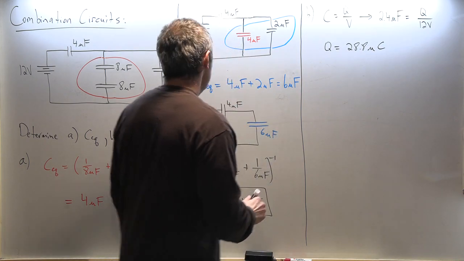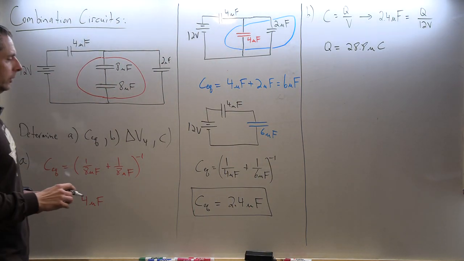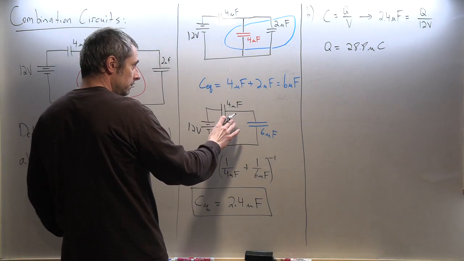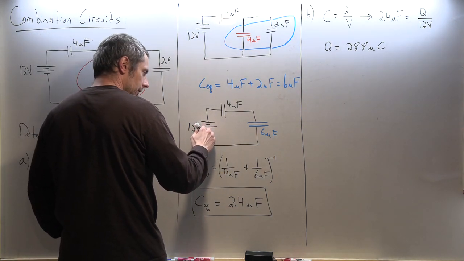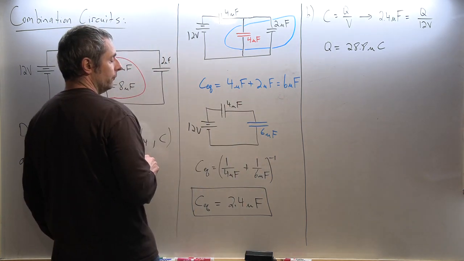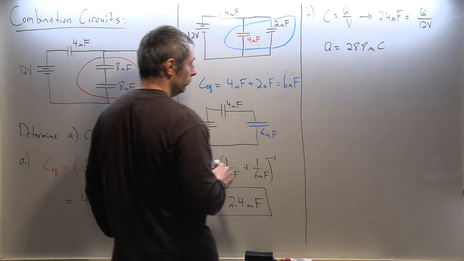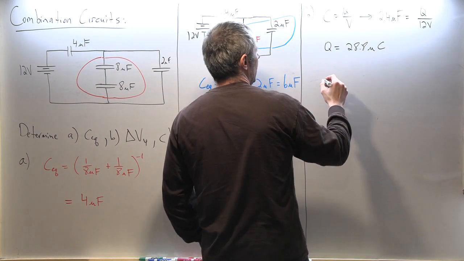microcoulombs. Now that's not what they wanted. They wanted the voltage. So now if you look at this picture and you see that 28.8 microcoulombs of electrons comes out here, it's going to also deposit onto the 4. So this has also a charge of 28.8 microcoulombs. So we could use this again.